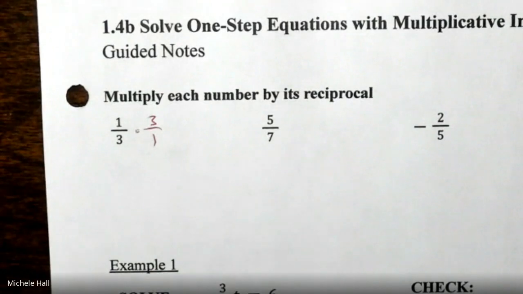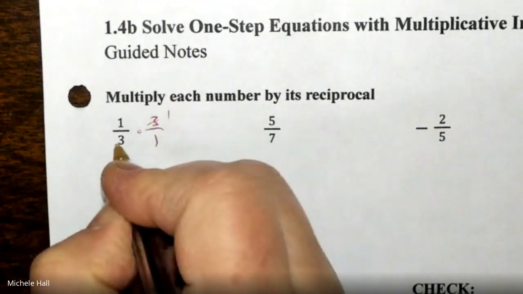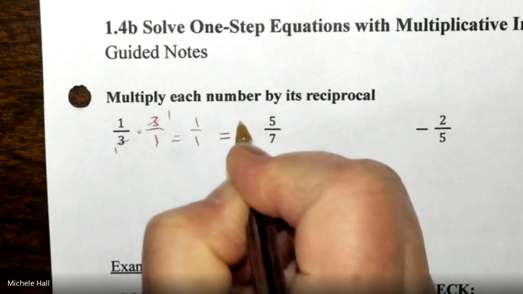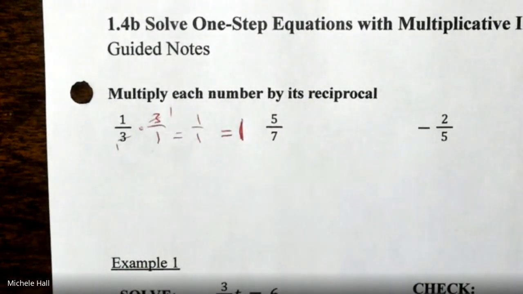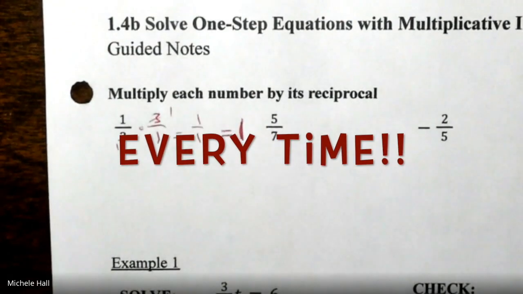What do you get when you get 1/3 times 3/1? You get 1 whole 1. In threes, I would divide 3 by 3 is 1. 3 by 3 is 1. I would get 1/1, which just equals 1 whole 1. So when I multiply a number to its reciprocal, I'm supposed to get 1.